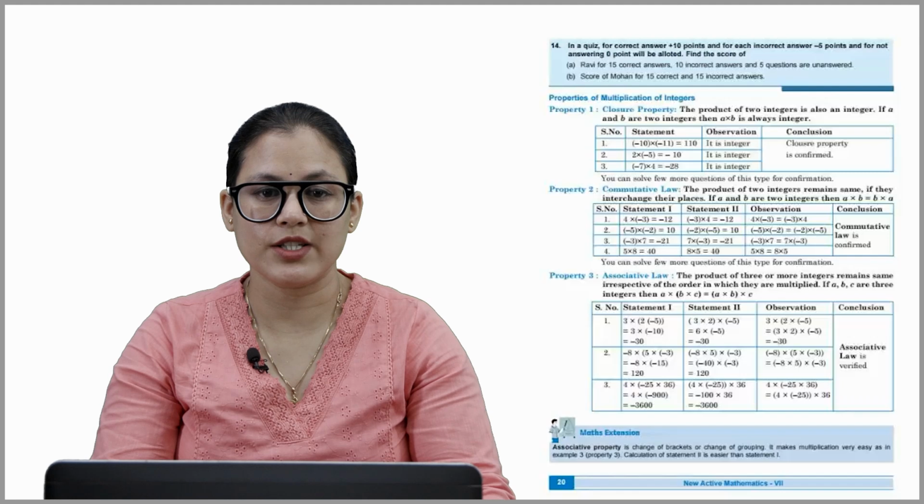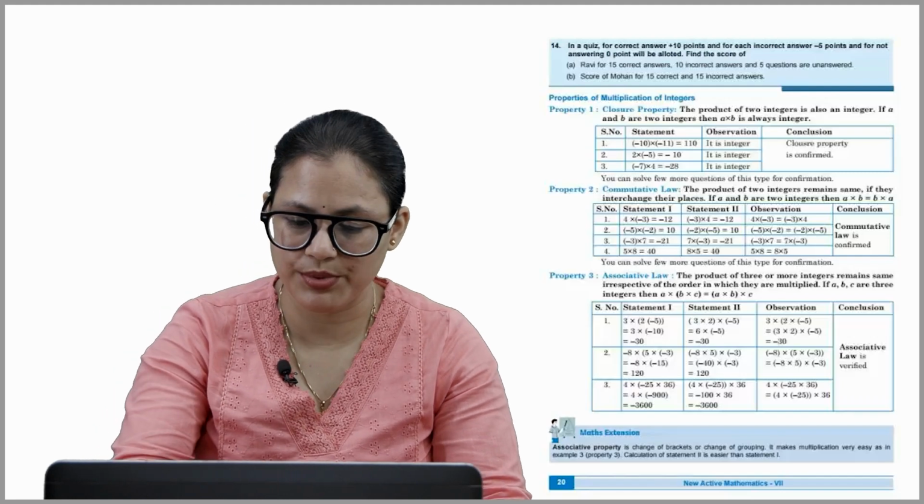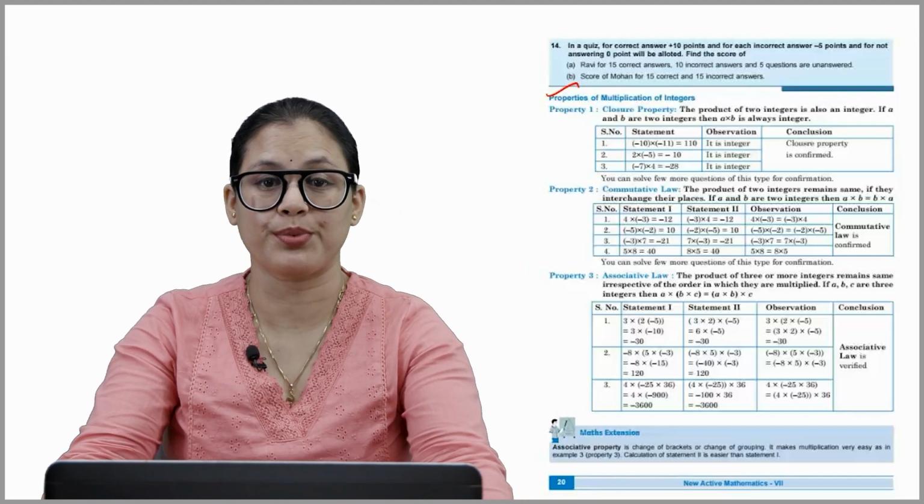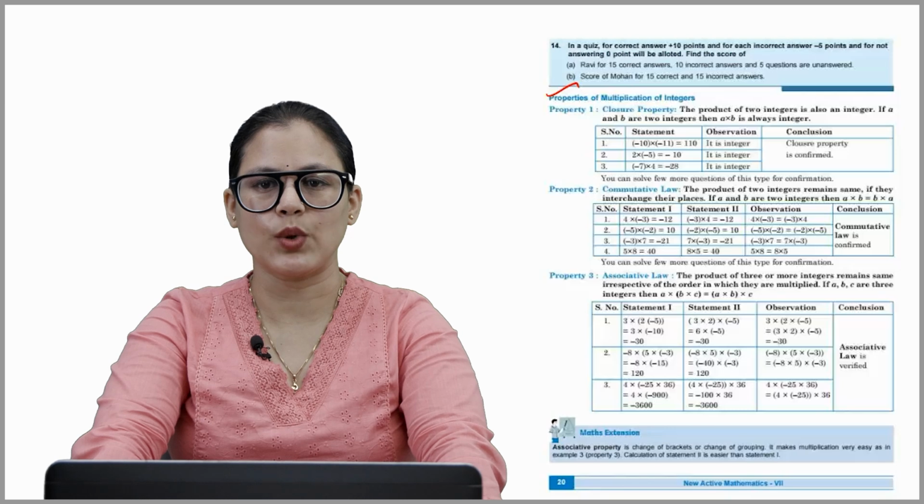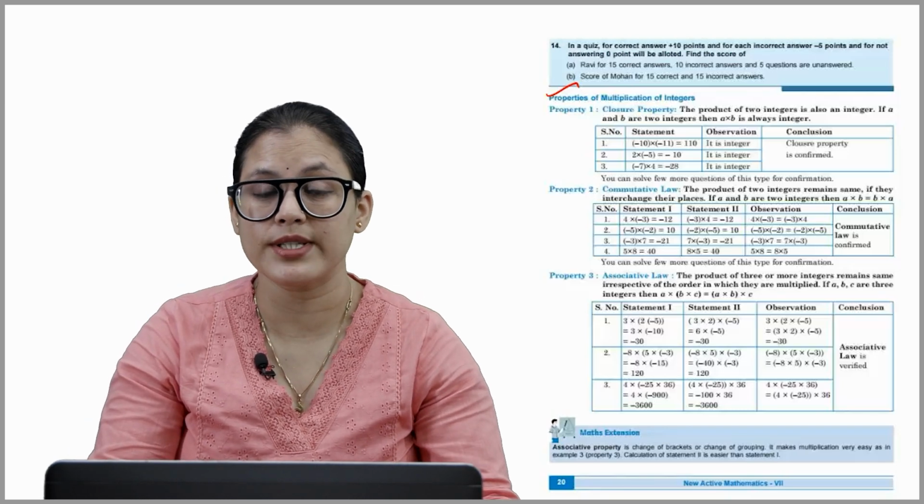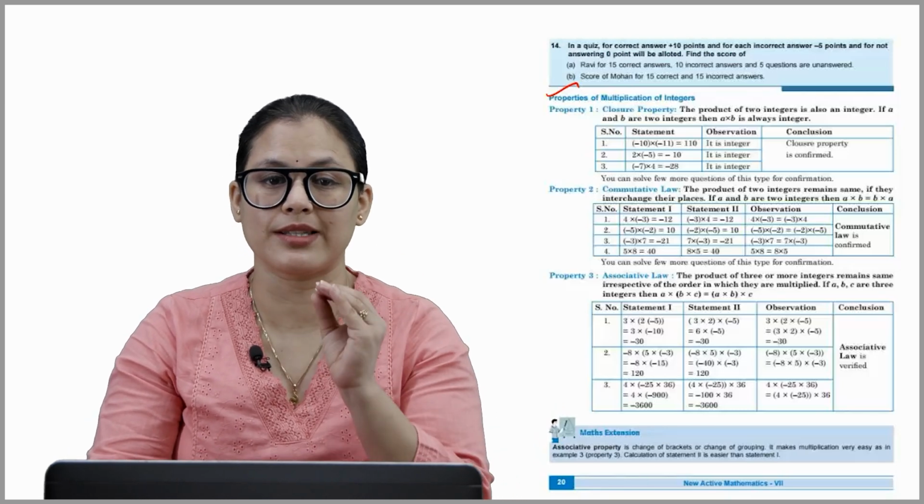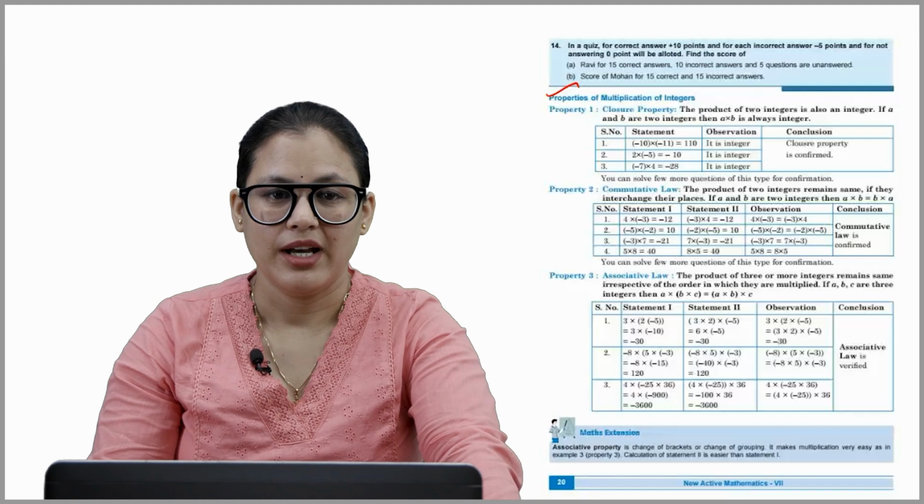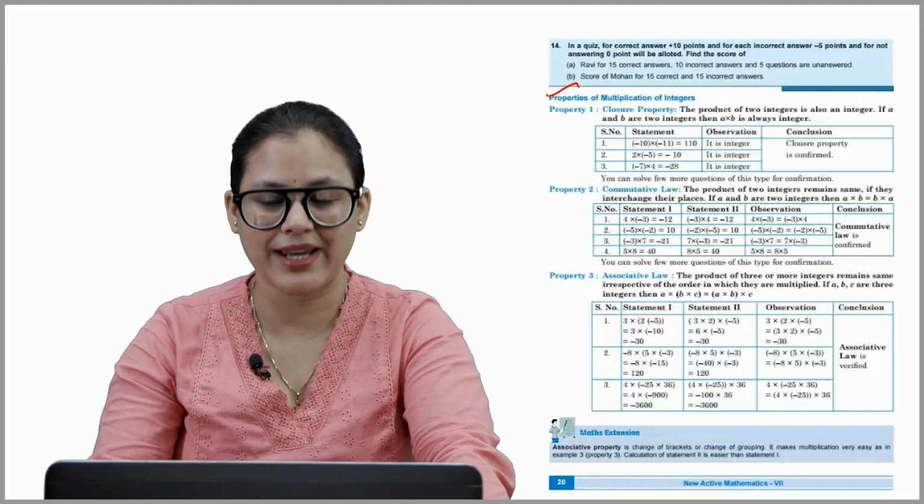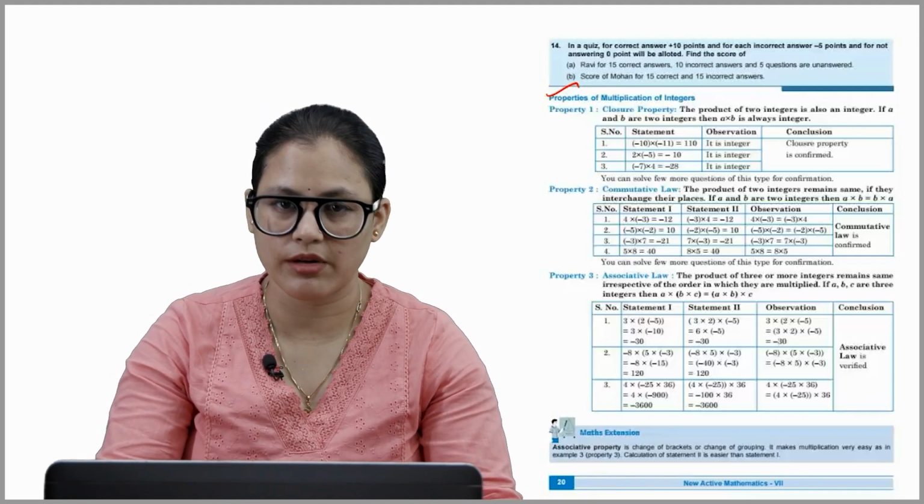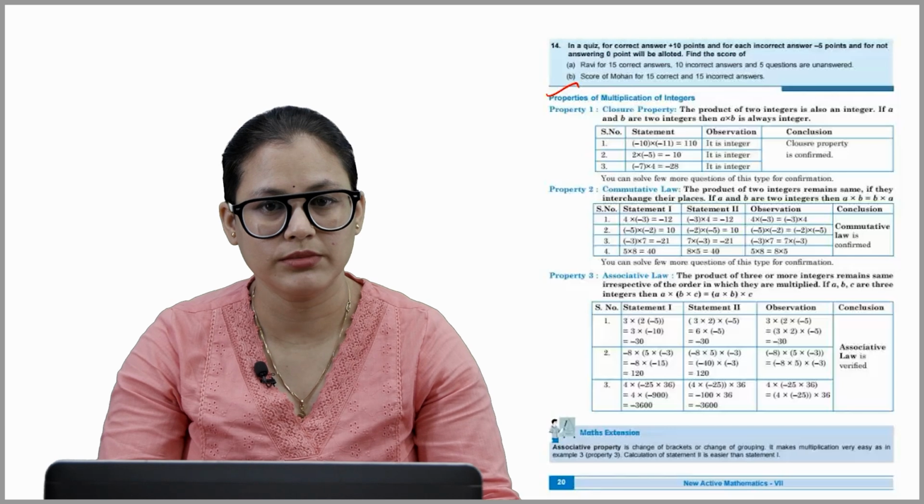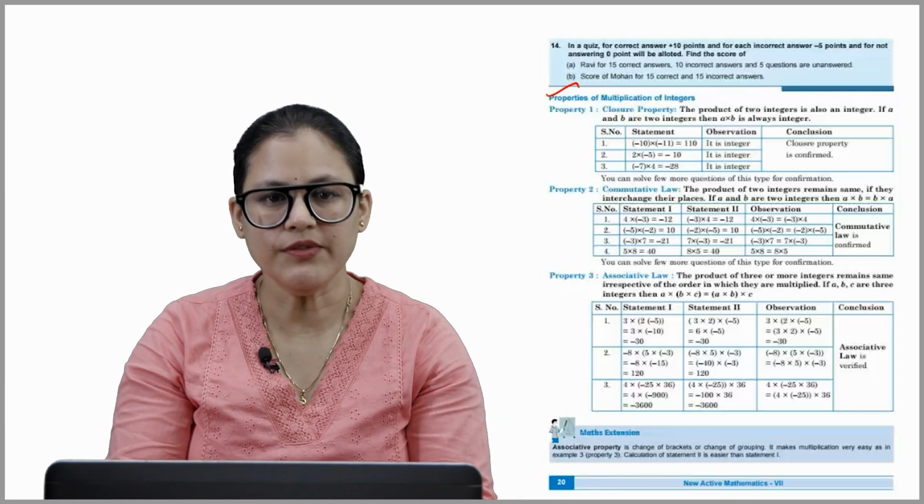Now, properties of multiplication of integers. Property 1. Closure property. The product of two integers is also an integer. If a and b are two integers, then a into b is always integer. Okay. See. Number 1 statement is minus 10 into minus 11 is equals to 110. Observation, it is an integer. So, closure property is confirmed.